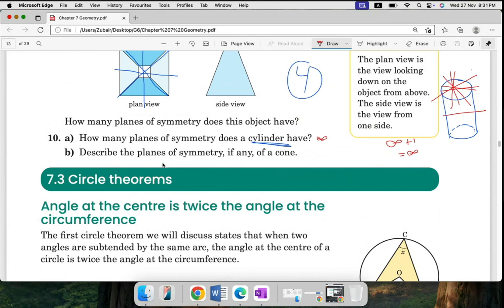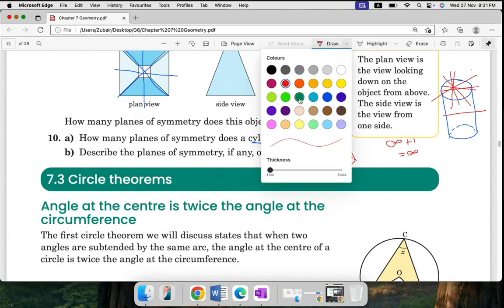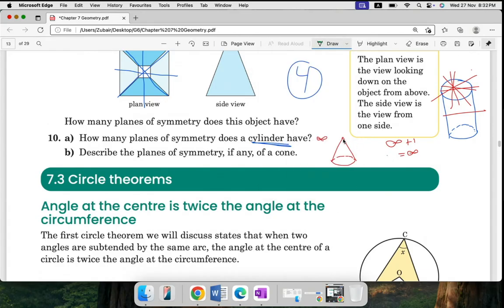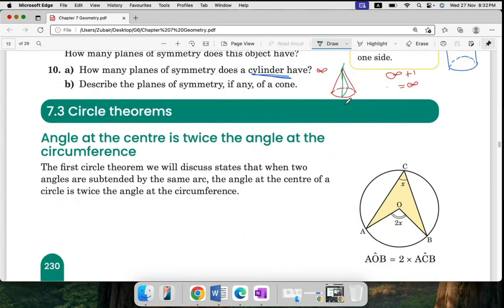And then describe the planes of symmetry, if any, of a cone. The cone looks like this. Also infinite. Again, infinite. So we'll just describe them either by words or show them as one. The plane would slice through the top vertex and through the base of the cone.